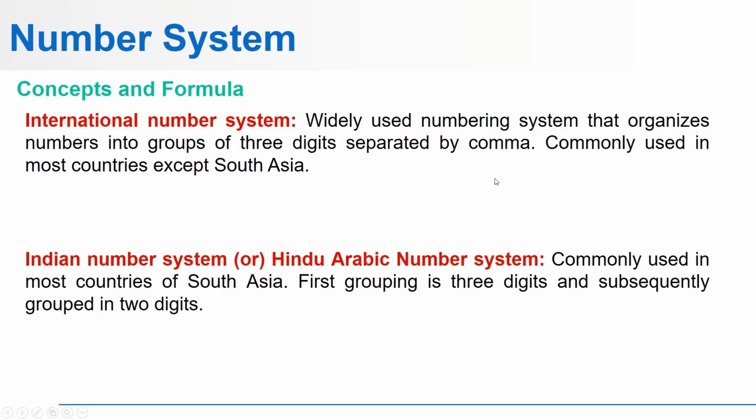First, let us see the types of number system. The first one is international number system. This is a widely used numbering system which organizes numbers into groups of 3 digits separated by a comma, and it is commonly used in most countries except South Asia.